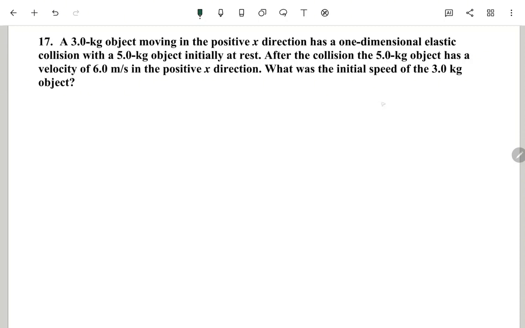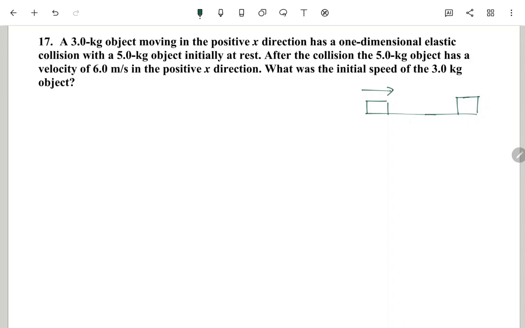And here's the situation. We have a 3 kilogram object moving with unknown speed and another object with mass equal to 5 kilograms initially at rest. Now, after the collision, the 5 kilogram object has velocity equal to 6 meters per second in the positive x direction. Now we need to calculate the initial speed of the 3 kilogram object. This collision is an elastic collision, so the kinetic energy is conserved and the momentum is conserved as well.